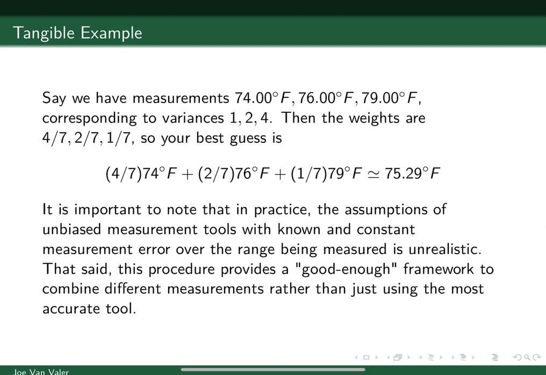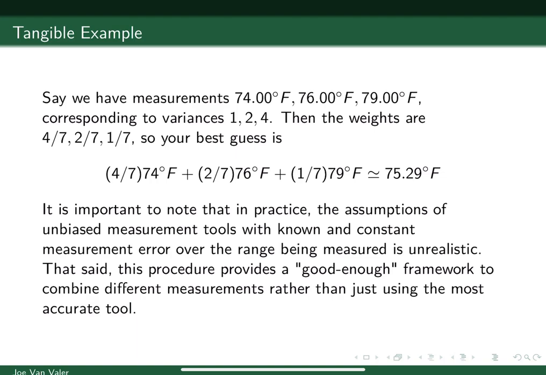Now let's just take a tangible example. Let's say we have 3 measurements. So T1 would be 74 degrees, T2 is 76 degrees, and T3 is 79 degrees. And they're corresponding to variances 1, 2, and 4. Then our weights are 4 over 7, 2 over 7, 1 over 7. And then our guess is this linear combination of them, which ends up being around 75.29 degrees Fahrenheit.